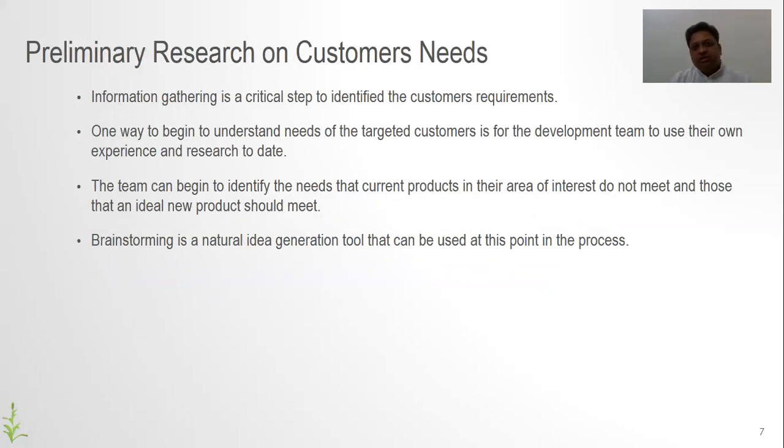So, preliminary research on customer needs. Information gathering is a critical step to identify the customer requirements. One way to begin to understand needs of the targeted customers is for the development team to use their own experience and research today. The team can begin to identify the needs that current products in their area of interest do not meet, those that an ideal new product should meet. Brainstorming is a natural idea generation tool that can be used at this point in the process.